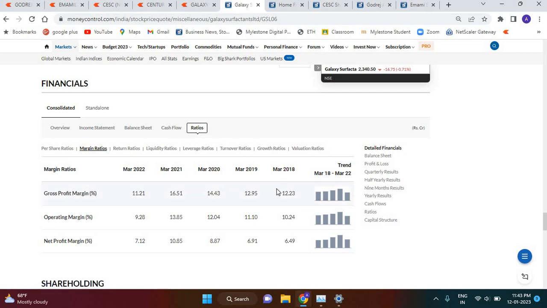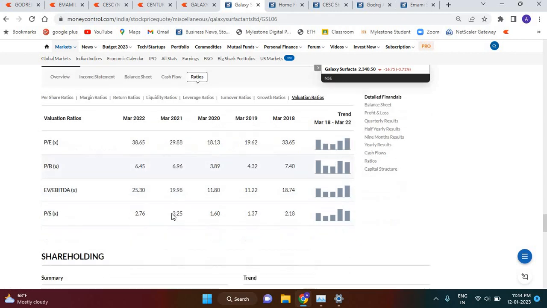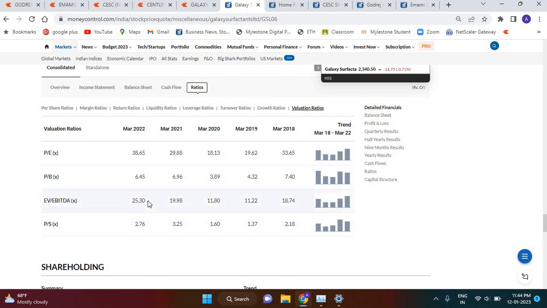Let's understand the margin ratios. Decent, I would say. ROCE and return on equity came down in 2022. Anyways, let's see whether it is going to go up again. Right now we are not looking for investment, maybe it's just for trading. So this is okay now. Let's see the valuation. Valuation is also not bad, not undervalued, we can say that.